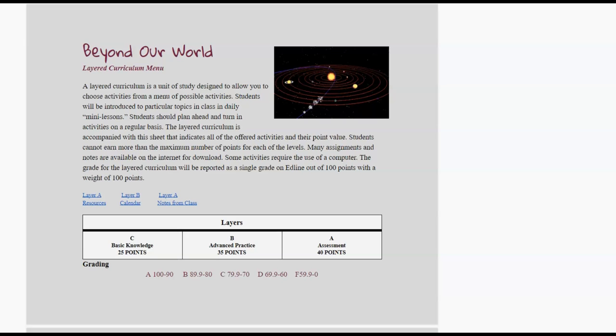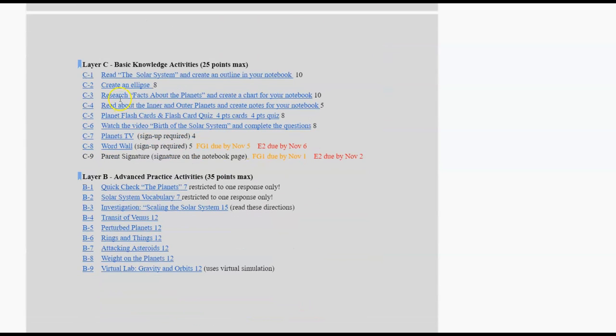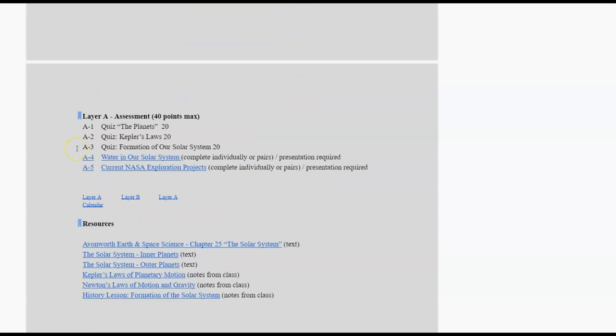This is a unit called Beyond Our World. It was from my Earth and Space Science class. Again, our layers are there. We have the C, B, and A, and information for the students, and then links that link up to the various tasks for the students to do. They have their choice. Some of these are very variable. The students get the instructions in the link, and it gives them the details that they need. But this is another example of a layered curriculum.